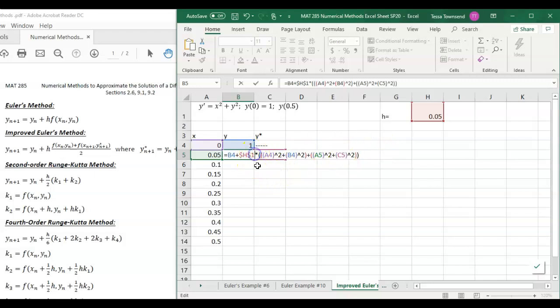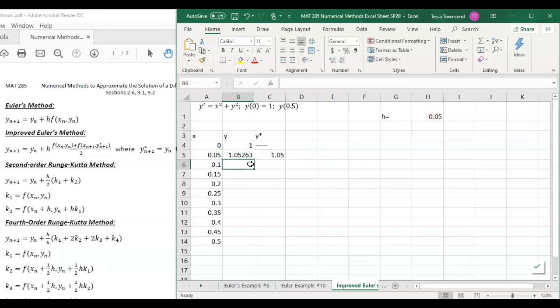And you've got a couple of ways to do that. I'm just going to go back to the front and take that h value and divide it by 2, since all of that is multiplied together. So there's our y value. Now let's copy everything down.